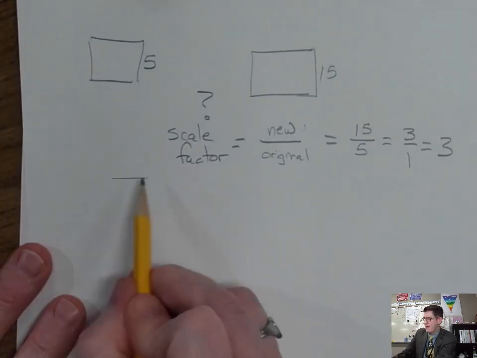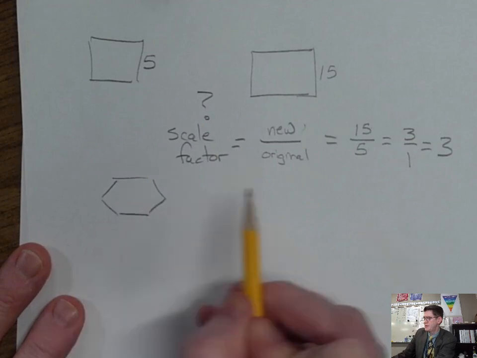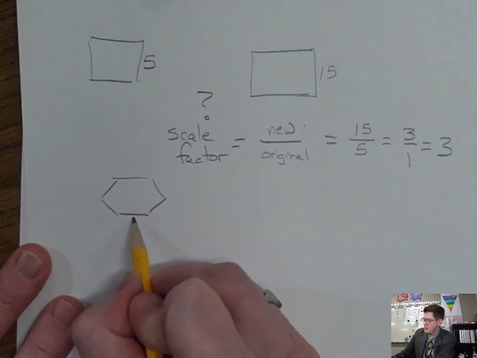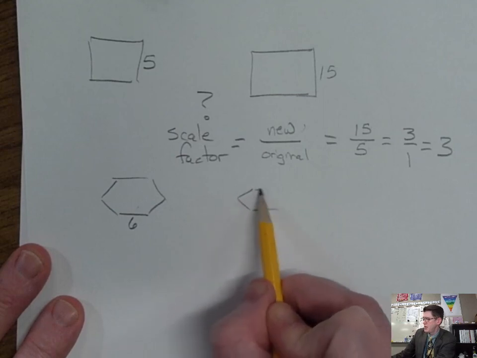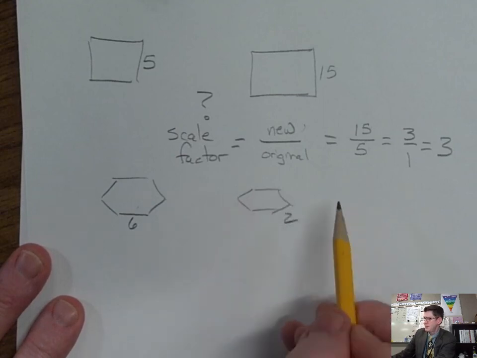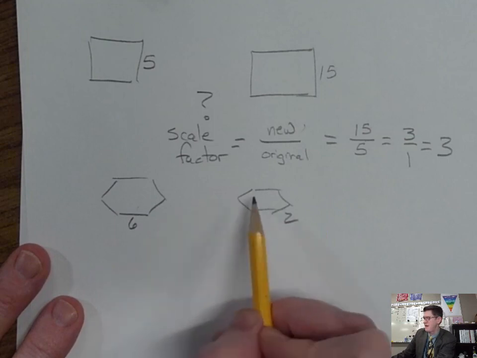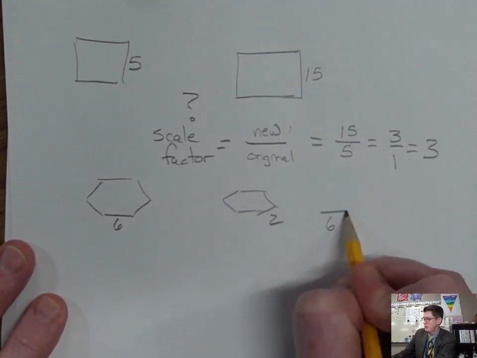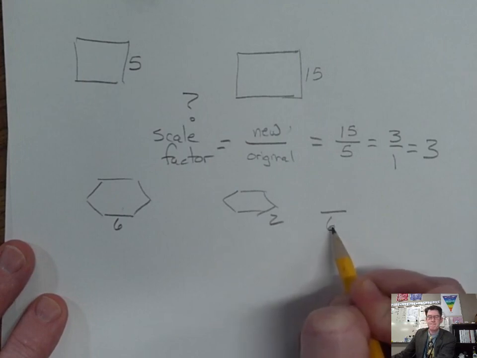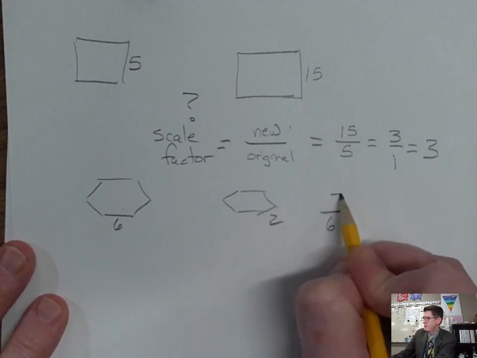If I have, let's say, a hexagon, and all the sides are 6, and I've got another hexagon, and all the sides are 2, and I ask you what the scale factor is, well, the original amount goes on the denominator, and the next one goes on the numerator.